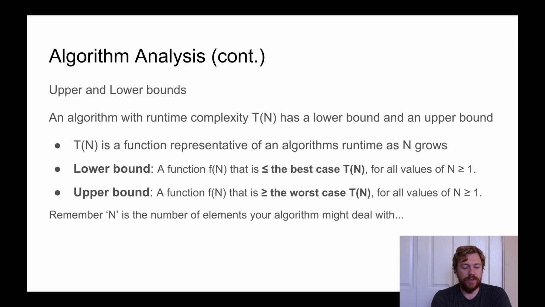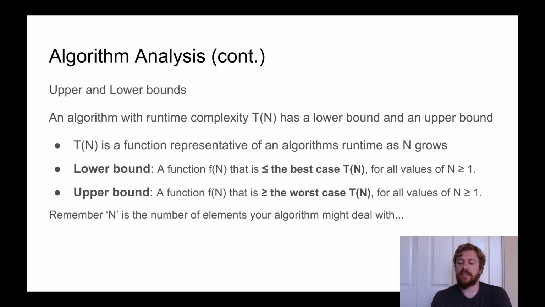So looking at these bullet points here, T of n is a function representative of an algorithm's runtime as n grows. And so here's the lower bound and the upper bound. The lower bound is a function f of n, so it's a different function, that is less than or equal to the best case T of n for all values of n greater than or equal to 1. So for all values of n greater than or equal to 1, that sort of makes sense, right?